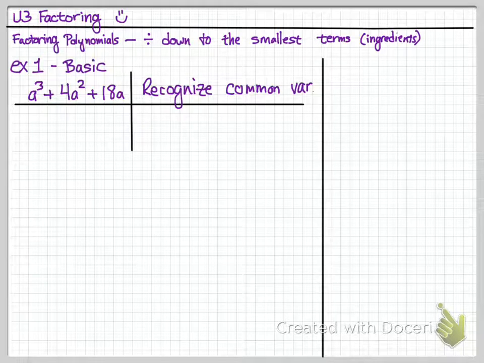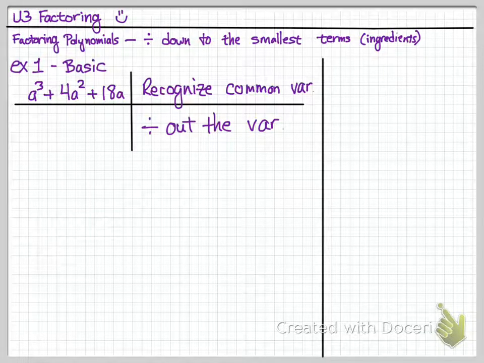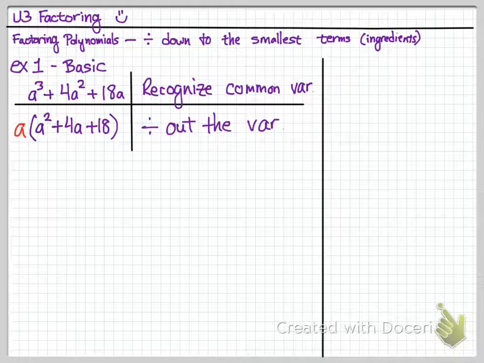First step is to recognize that there's a common variable in each of the 3 terms. So what we do is divide out that variable. In this case, they all have a's, or a to the first power, so we take out the a. And what we're left with is a. And then, when you divide a cubed by a, you're left with a squared. When you take 4a squared divided by a, you're left with 4a. And 18a divided by a leaves you with 18. So that's the very first thing we need to do: recognize common variables.